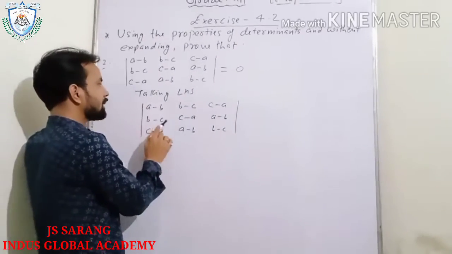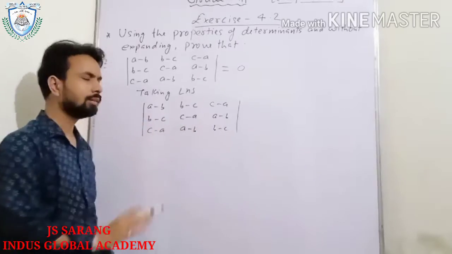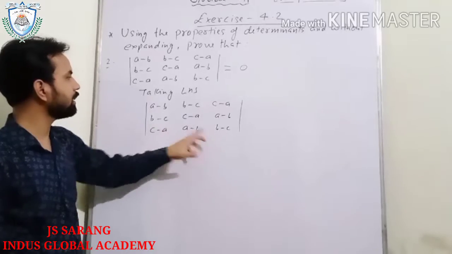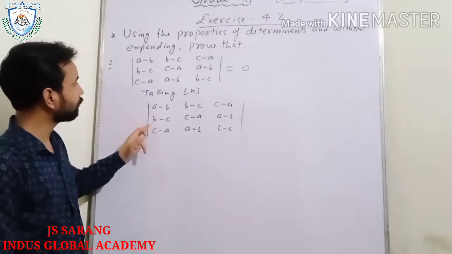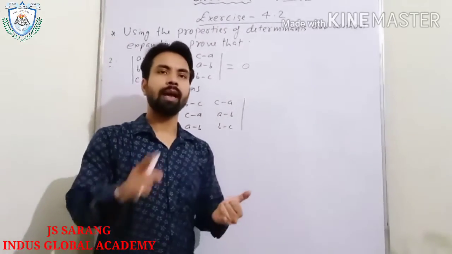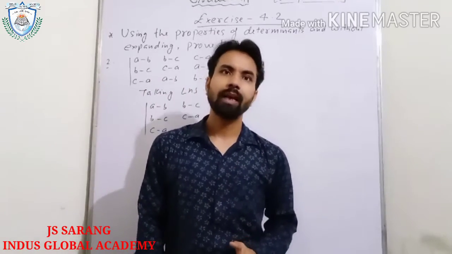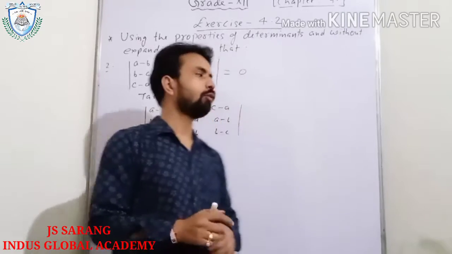Similarly, b minus c plus c minus a plus a minus b. All the values will be cancelled. Result will be 0. Same, if we add these elements, again we will get 0 here. So all the elements of the first column will be 0. If all the elements of any row or any column are 0, that means the value of the whole determinant will be 0.